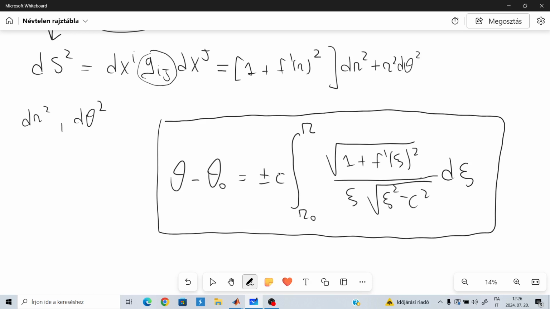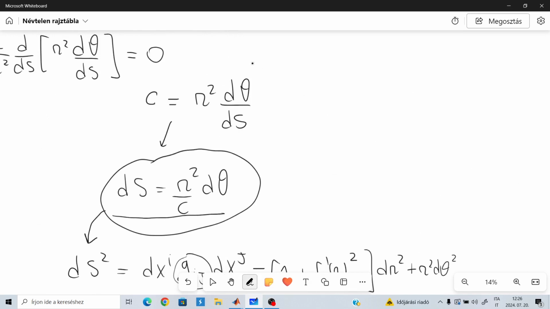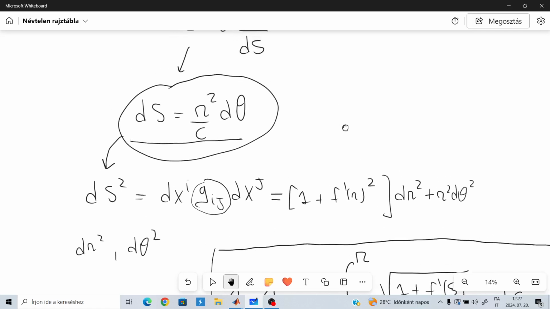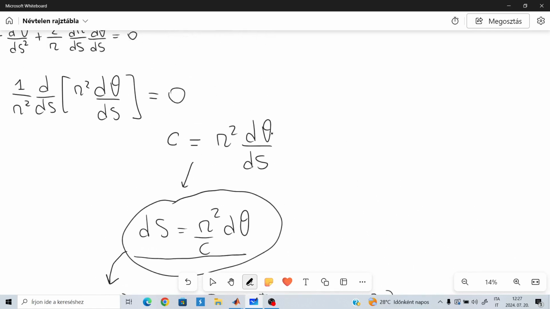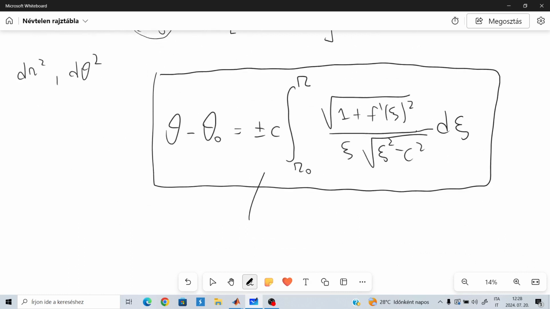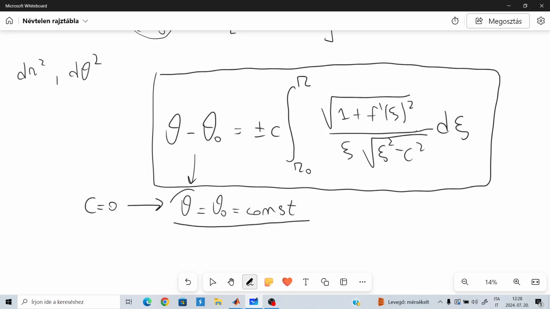Now, let's not focus too much on the actual form of the equation, but let me give you some comments. For example, if c is equal to 0, which we excluded at first, because if you remember, to obtain this equation you have to divide by c. So we actually excluded c equal to 0. But if c is equal to 0, what you can say from this equation is that d theta over ds must be 0. This means the equation also holds in that case, because if c is equal to 0, we have theta equal to theta 0, which is a constant.